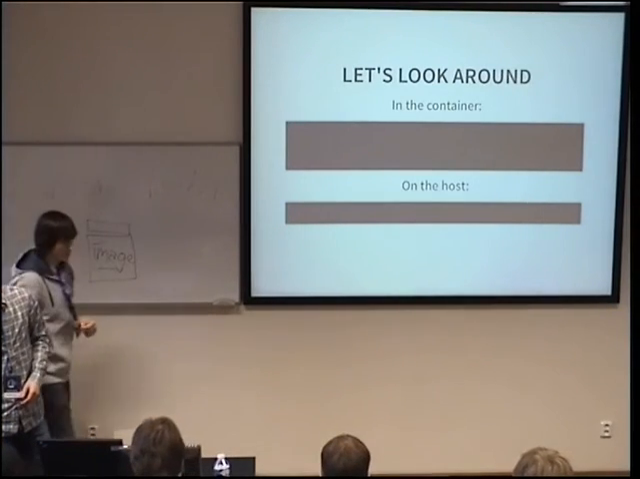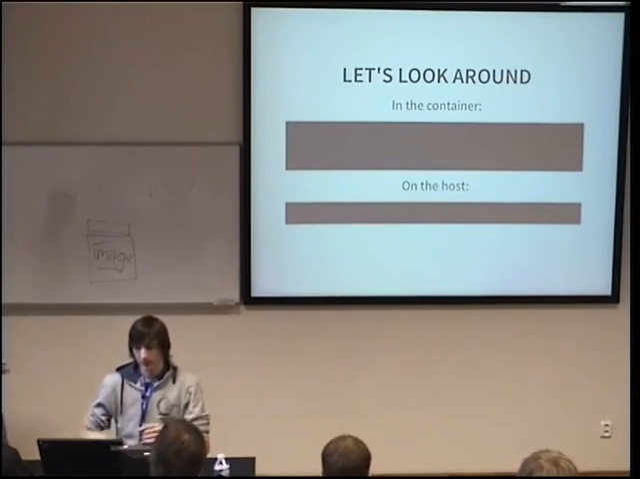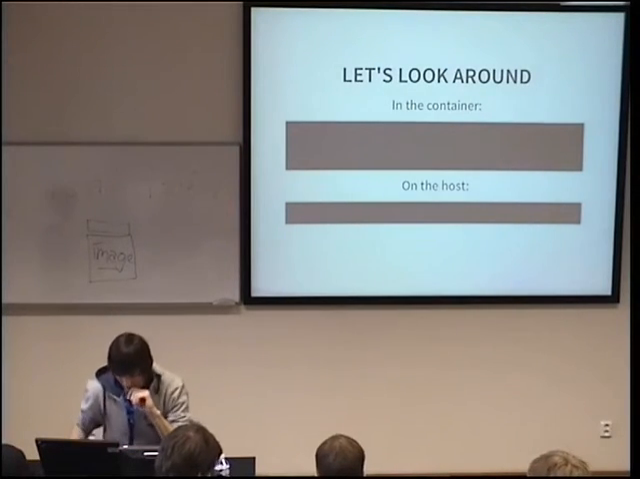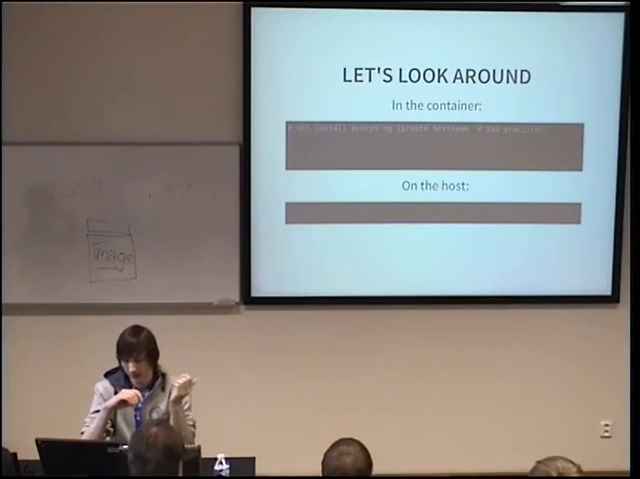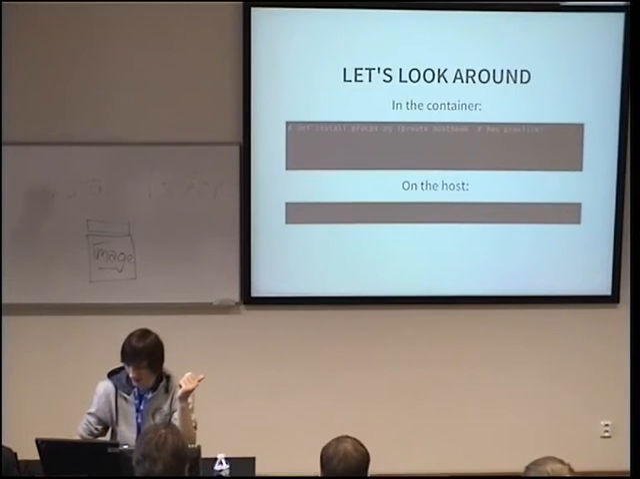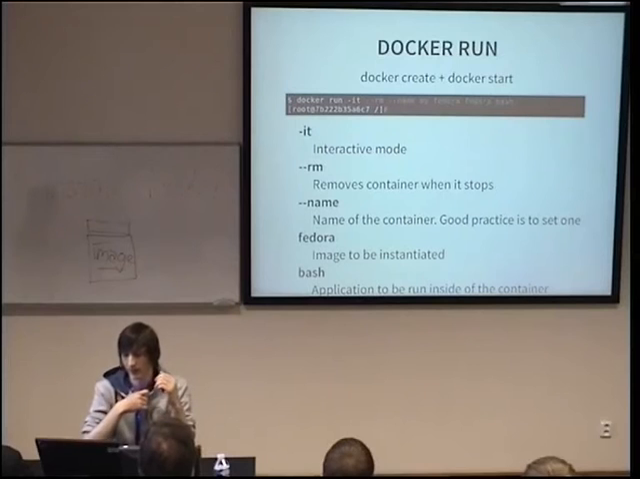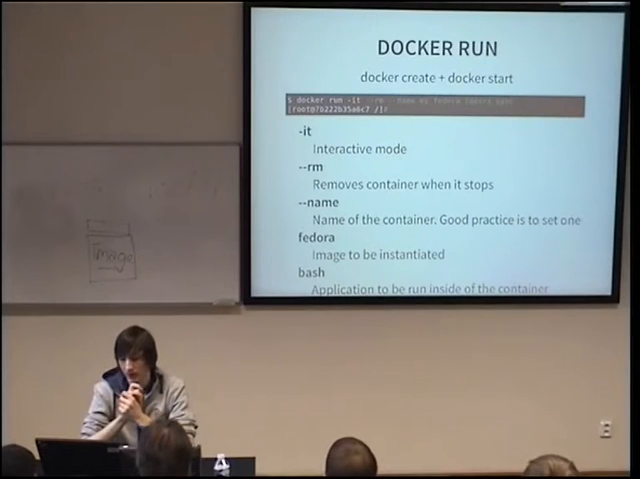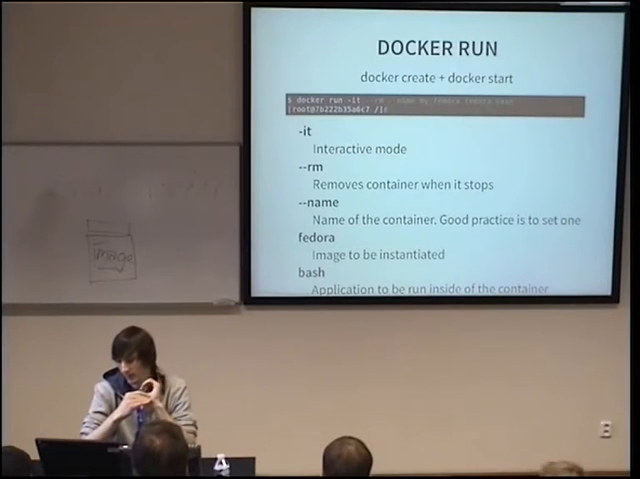Okay, so when you have the image downloaded, we can now just play with it a little bit. We will look around the content of the container and on the host. So create the Fedora image as you did, or as it was described here, with docker run -it, so we have the interactive shell. Specify the --rm option, which is useful when you are just playing around, and when you stop the container, Docker will automatically delete it.